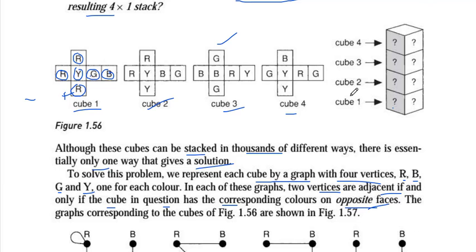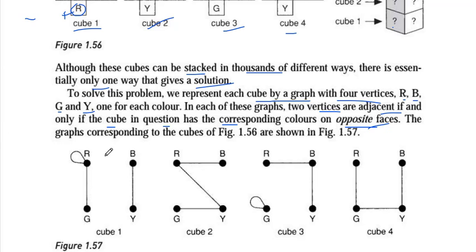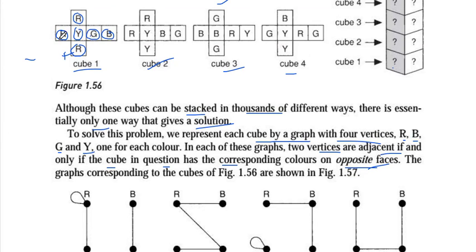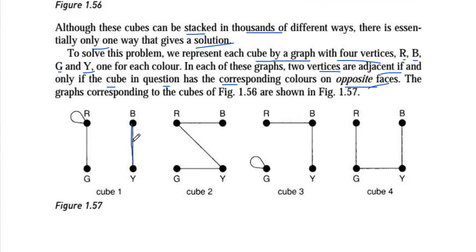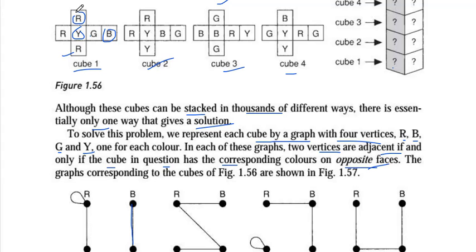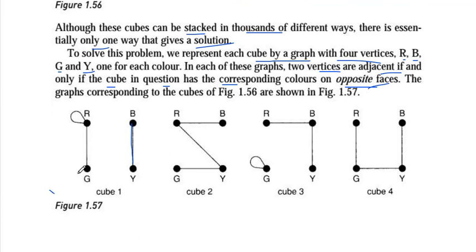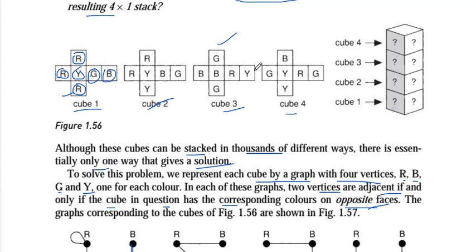So first of all, here red, blue, green, and yellow. We will start with the top, yellow. Opposite to the top yellow is the bottom blue, so we have to connect Y and B. Then red, front and back, red to red, so we have to draw a loop. Then left and right, red and green, we join with an edge. Cube 1 is completed.